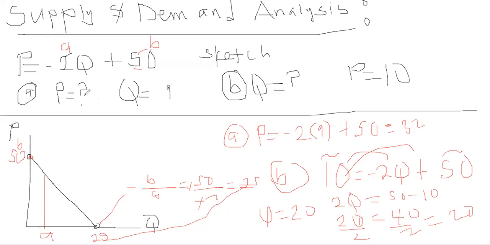So here we calculated it. If the quantity is 9, this will be 32. We calculated it here. So we are saying that if price is 10, quantity will be what? 20. So if price is 10, then quantity will be 20. This is where we stop.